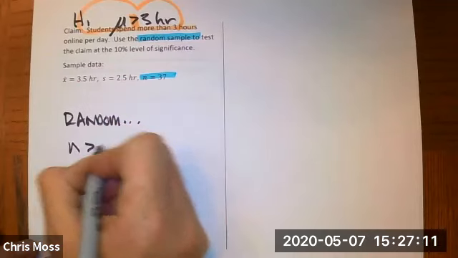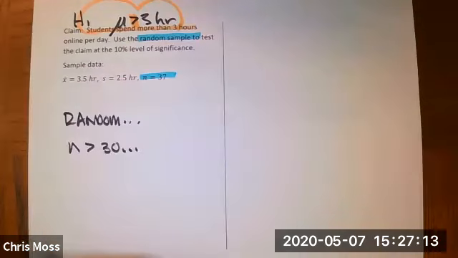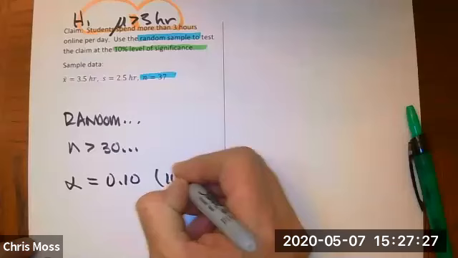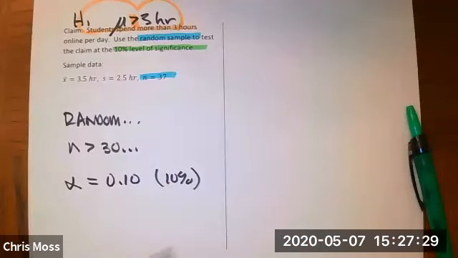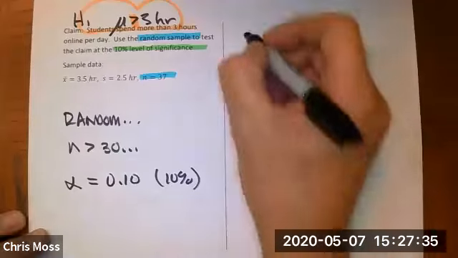We've identified the claim. What about alpha, our level of significance? A 10% level of significance means that we've got an alpha of 0.10. That's the 10%. All right, we're now ready to actually conduct the test. It's going to be a p-value test. We'll use our calculator.